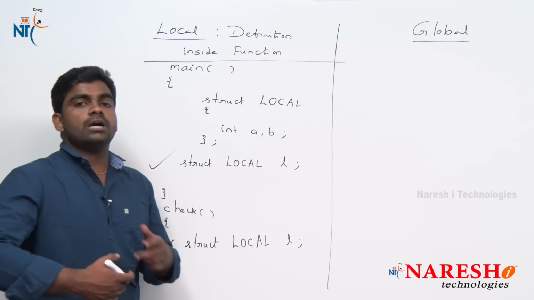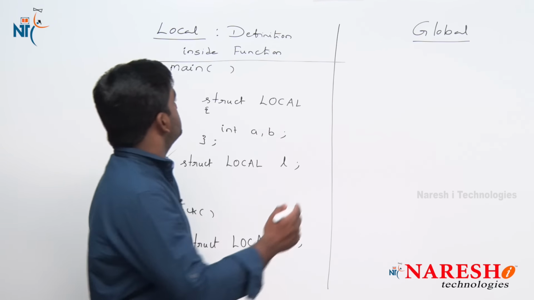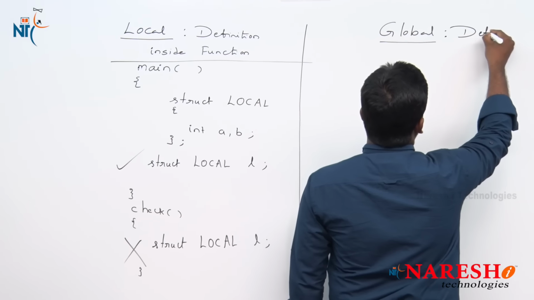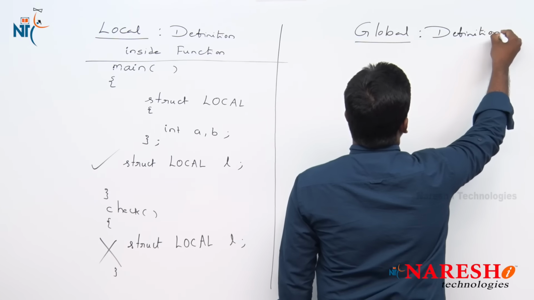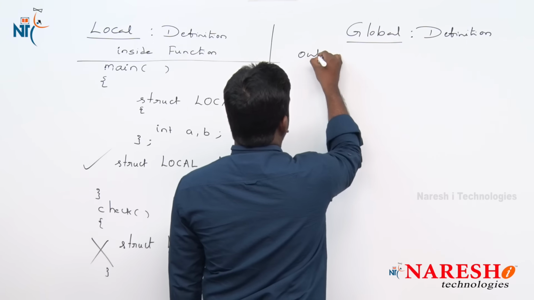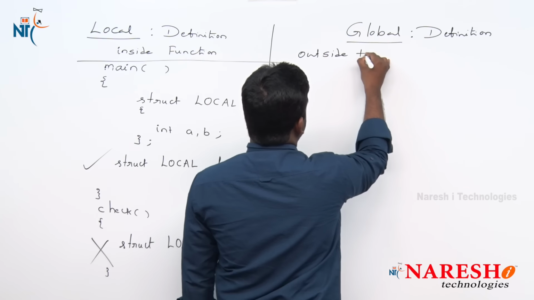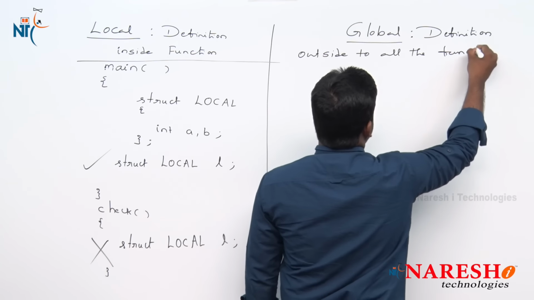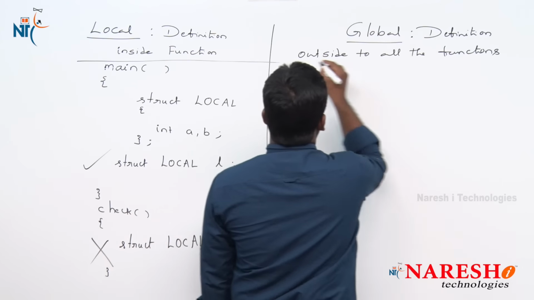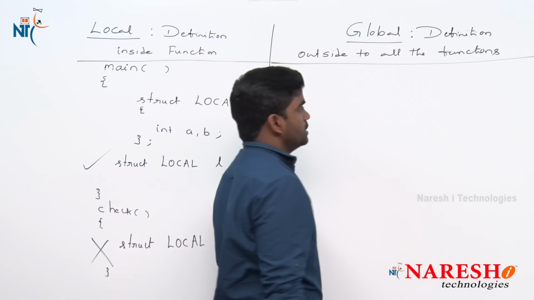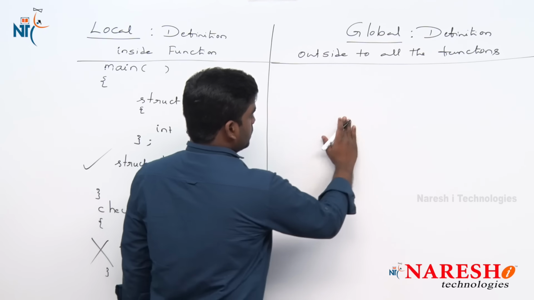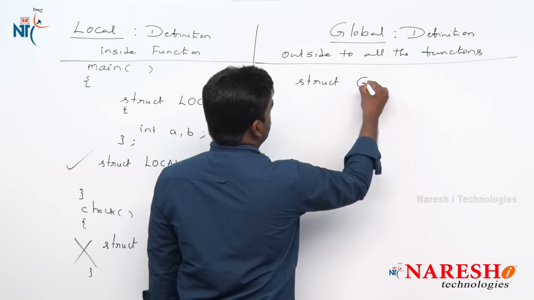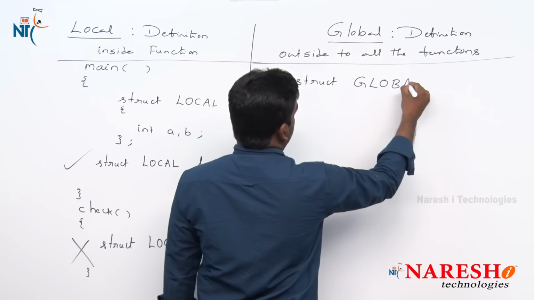But suppose if it is a global structure, see the global structure definition is outside all the functions. Outside all the functions is called global. Now the structure we are defining, struct, the name we are giving is global, a global structure.